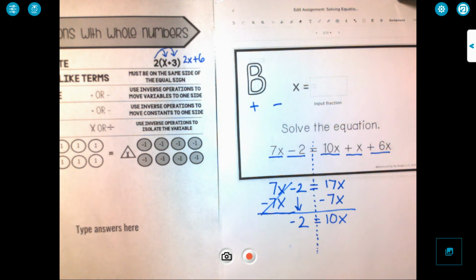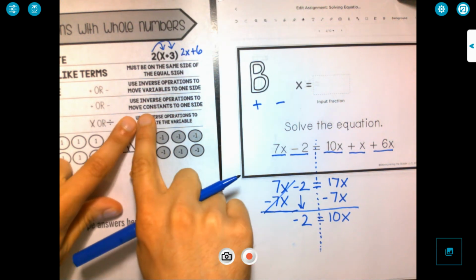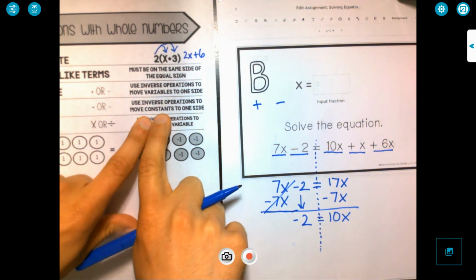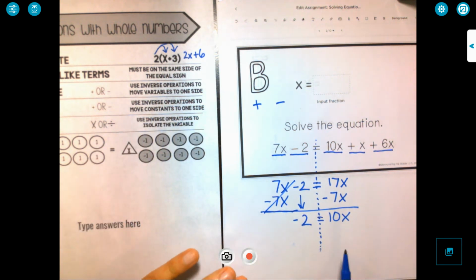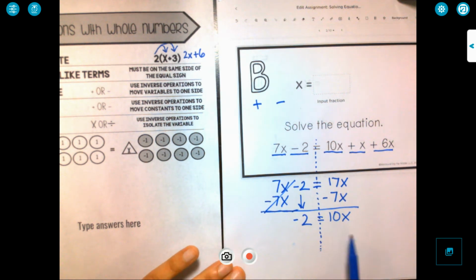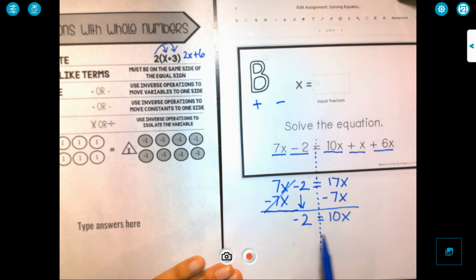All right, next is numbers. So it says use inverse operations to move constants. So constants, remember, are numbers by themselves, to one side. All right, so we have a constant over here and a variable over here. So there are no constants or numbers to move on the other side. We already reached our goal, so we can skip that step.